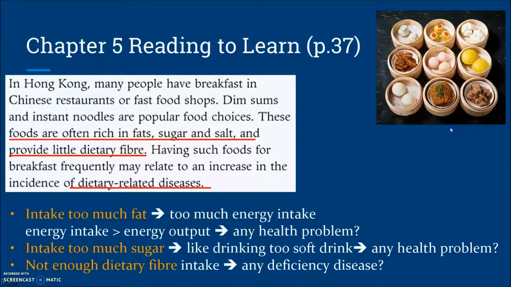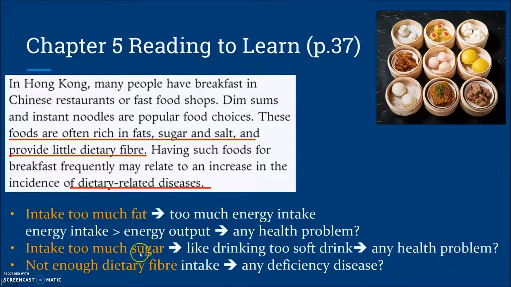And for the last part, the second paragraph, we talk about the dim sums and the instant noodles for Hong Kong people to have their breakfast. So high fat, high sugar, and high salt, but low dietary fiber, very little amounts of dietary fiber. So in this case, we need to talk about the dietary related diseases. Intake too much fat, that means your energy intake is very high. And if your energy intake is higher than the energy output, any health problem.